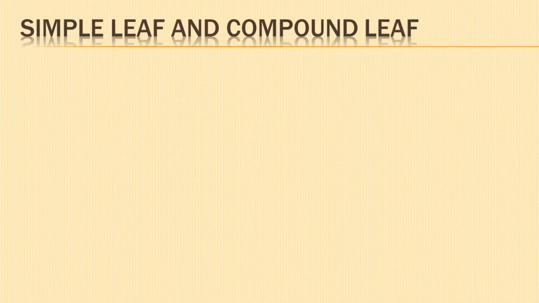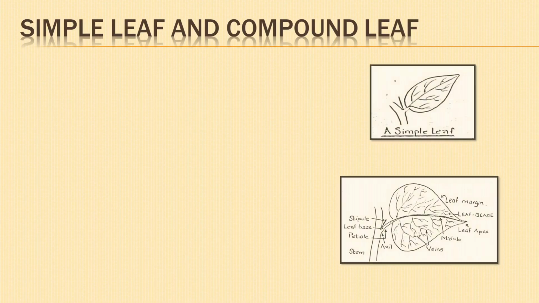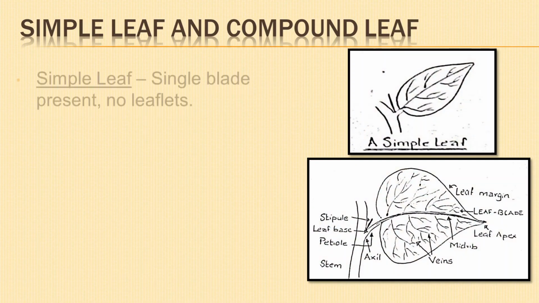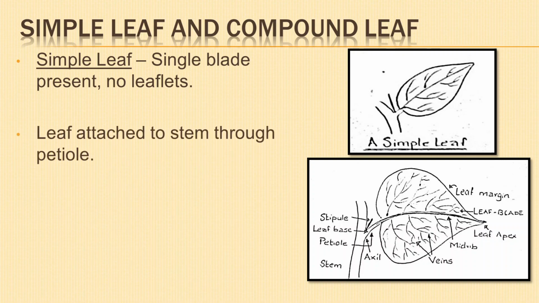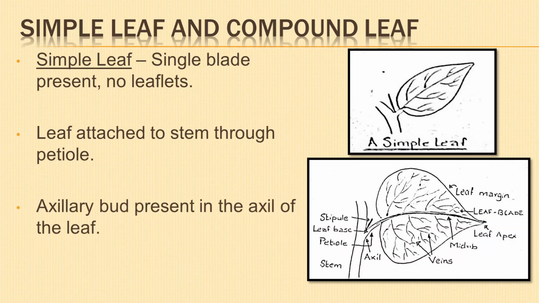Next, we shall learn about simple and compound leaf. A simple leaf consists of a single blade, which cannot be divided into any smaller unit or leaflet. The leaf blade may be entire or incised, but not down to the midrib or the petiole. The leaf is attached to the stem through the petiole. An axillary bud is present in the axil of a simple leaf.